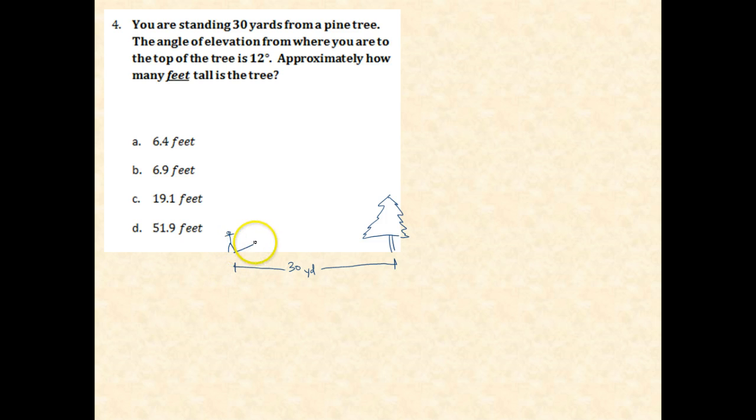And the angle of elevation from you to the top of the tree is 12 degrees. So what we've got here is a right triangle, and we know this angle, we know the length of the adjacent side, and we want to find out the length of the opposite side. So what trig function relates the opposite side and the adjacent side? That's going to be tangent. Tangent of an angle is opposite over adjacent.